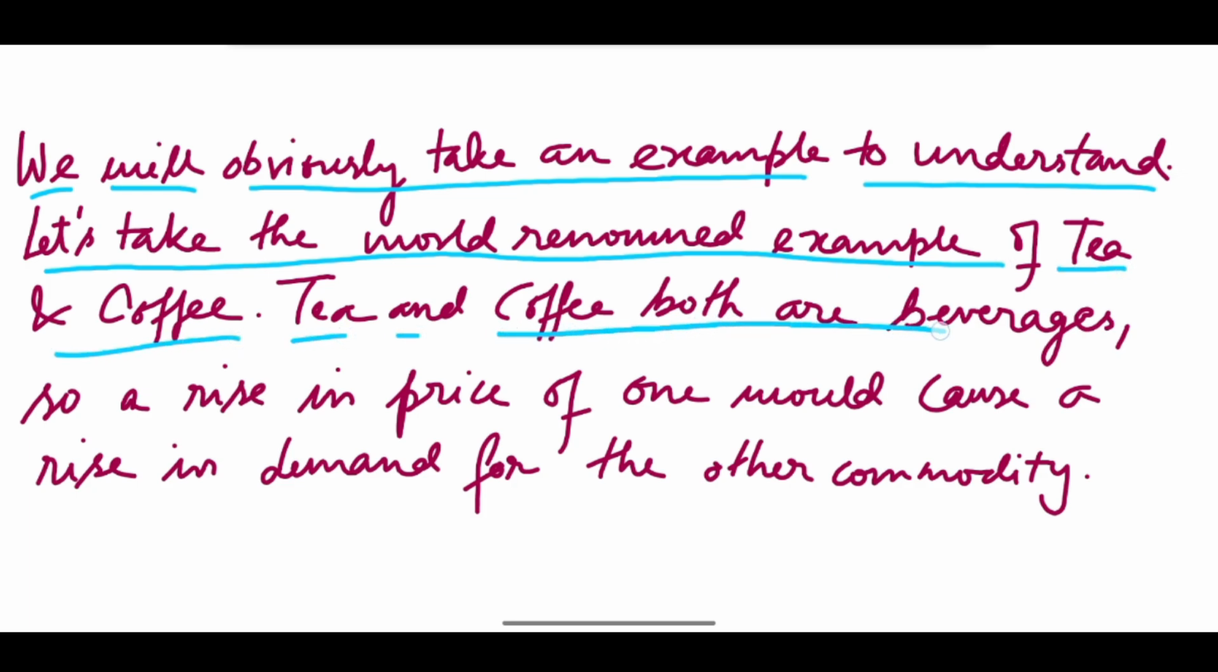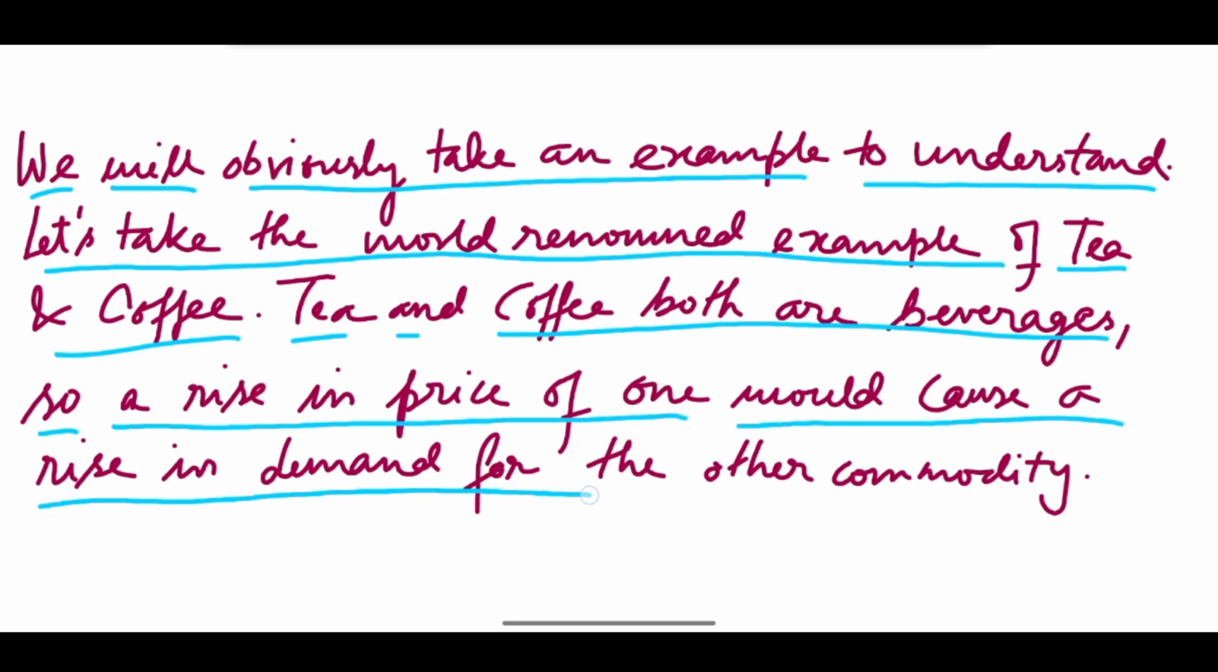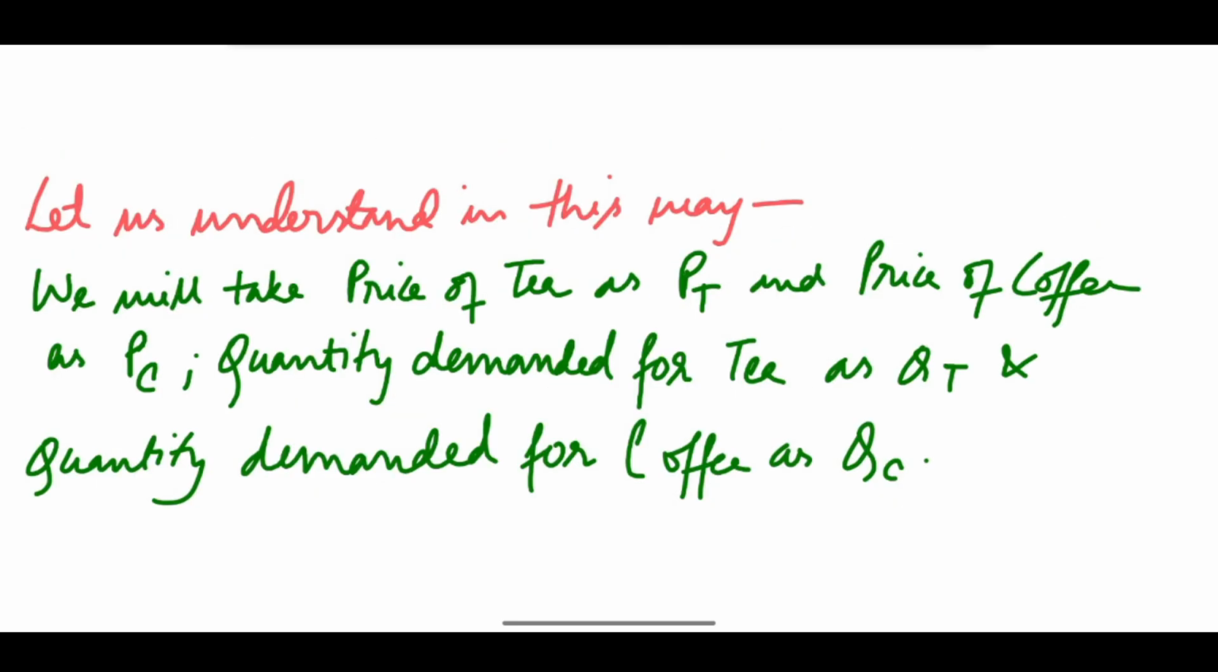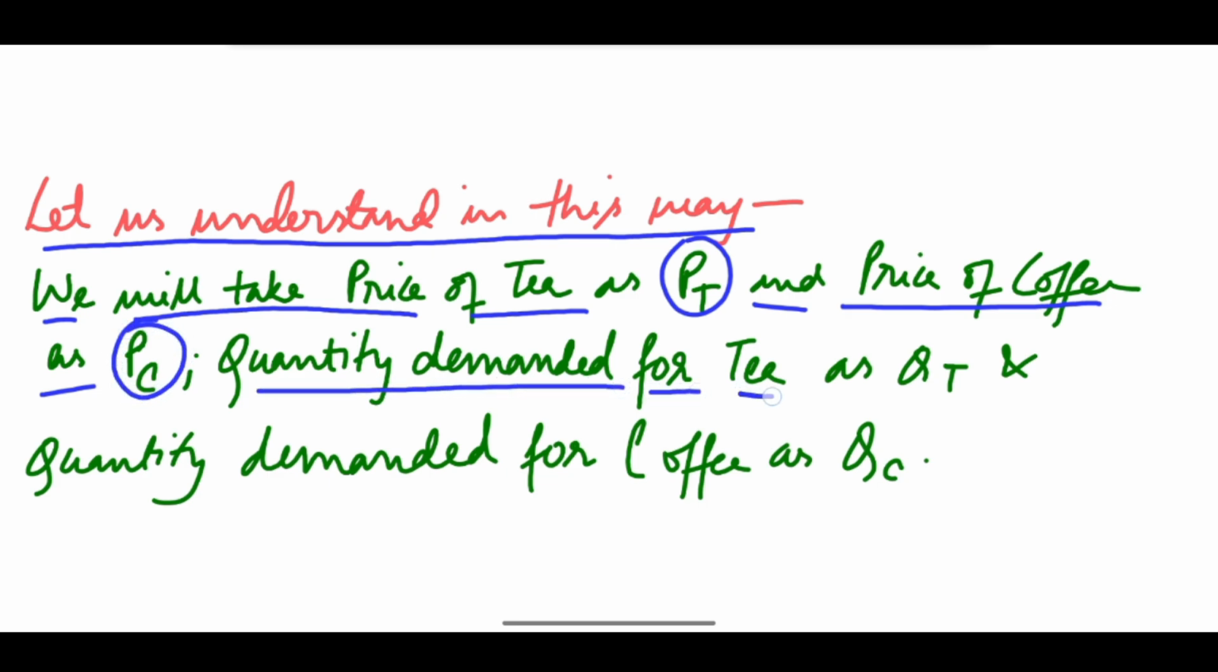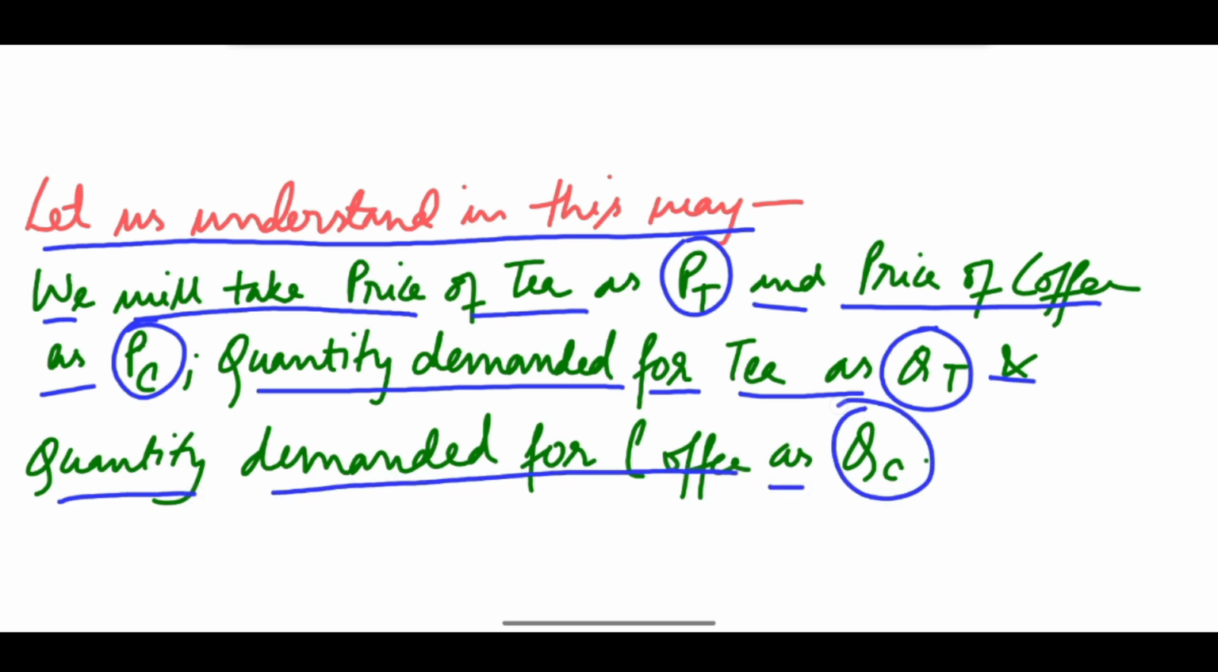Tea and coffee are both beverages. So, a rise in price of one would cause a rise in demand for the other commodity. Let us understand in this way. We will take price of tea as P subscript T and price of coffee as P subscript C. Quantity demanded for tea as Q subscript T and quantity demanded for coffee as Q subscript C.